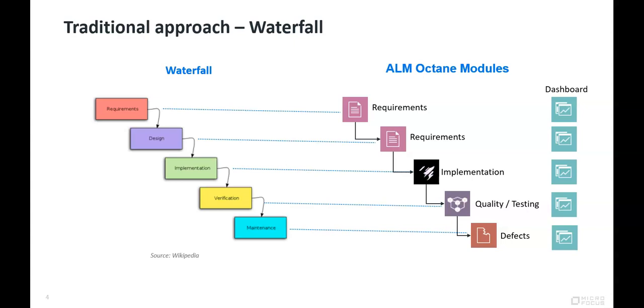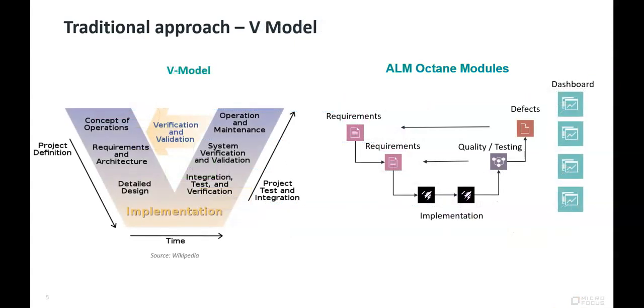You could also just use the requirements module to do the testing, and then defect management. Also, if there are defects popping up, you make sure that you are covering them, and everything can be tracked using the dashboard module. So this is just one simple mapping of what could be used, and make sure to hide all the other modules to not confuse the users. There's another approach, like if you want to go V model.